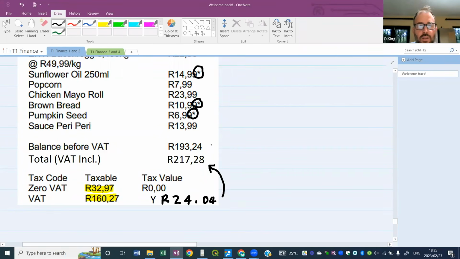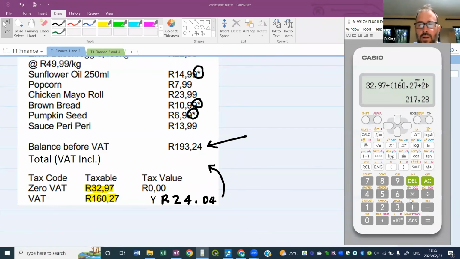It's quite deceiving on a shopping list because they show you this value here. All right, they show you that value there. Now, let's do a little exercise. Imagine if you didn't have all this information and you didn't know what was zero VAT rated or what was VAT rated, okay? And they just showed you your balance before VAT was 193.24. And you wanted to figure out how much VAT you're going to pay.